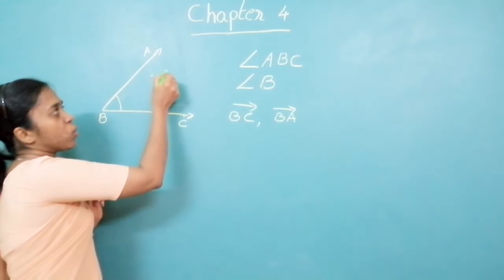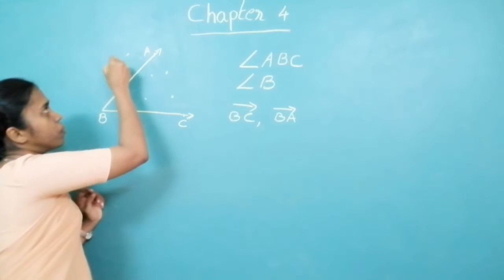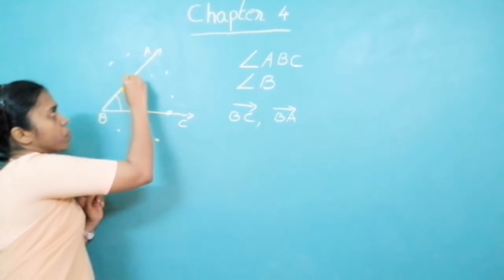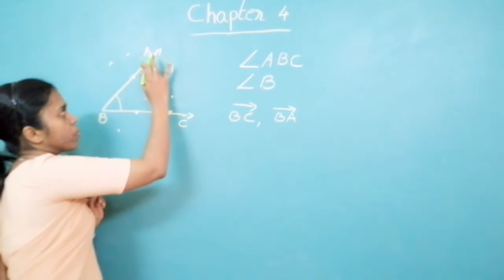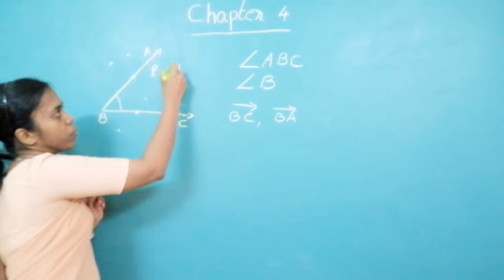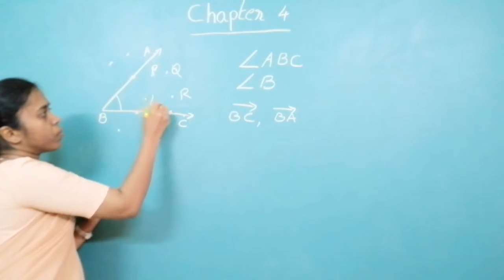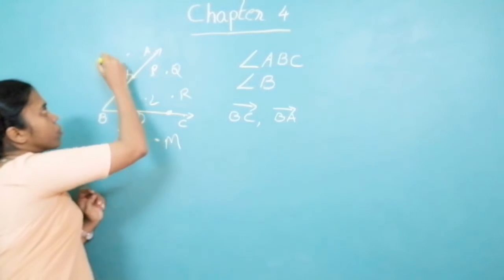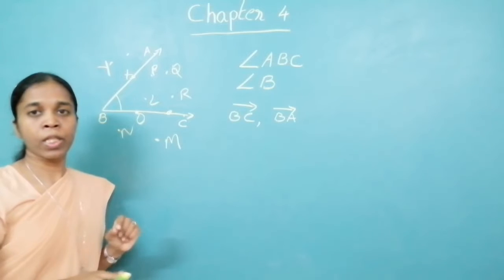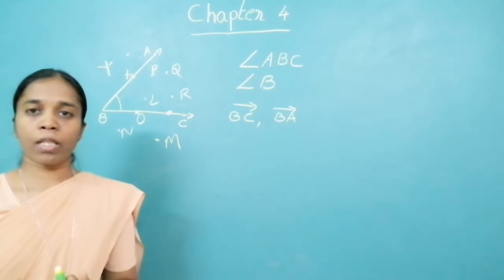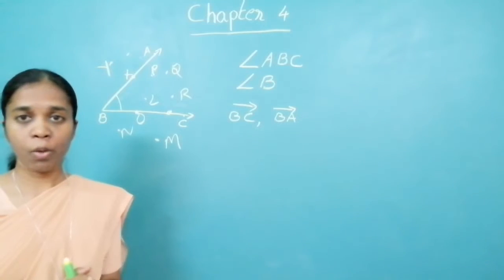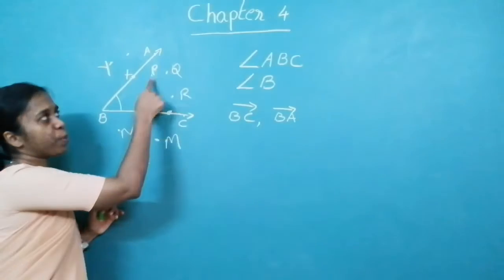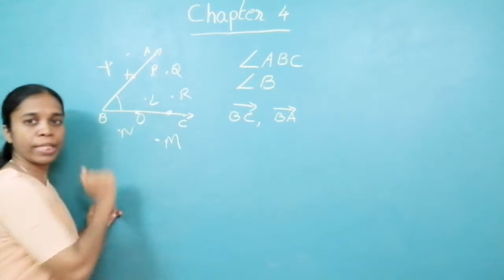Suppose I have some points over here. Okay, I am naming them. You can see the names of the angles. Now, if I ask you, which points are the interior of the angle? How do you say that? These are the points which are at the interior of the angle. What are they? Point P, point Q, point R, point L.